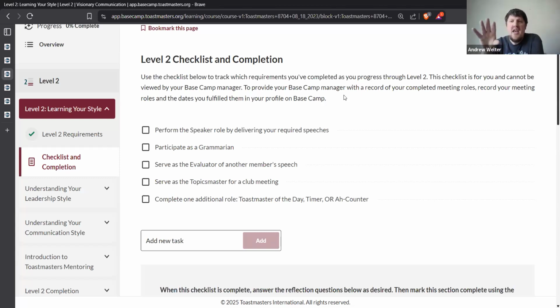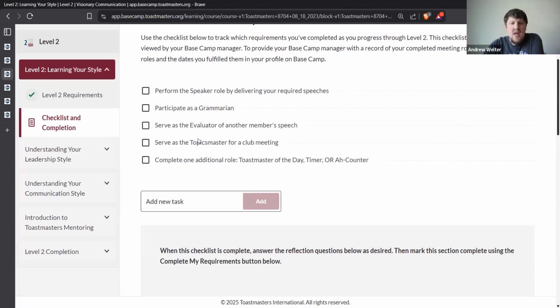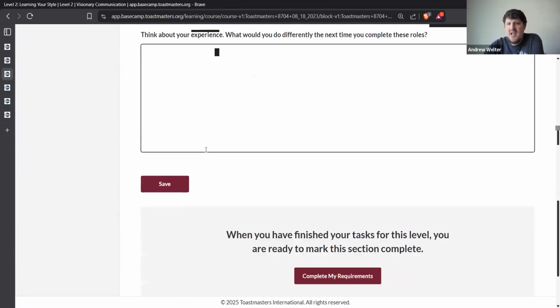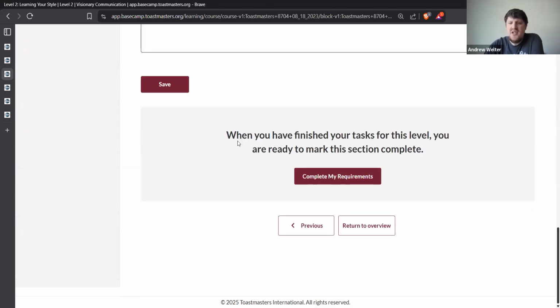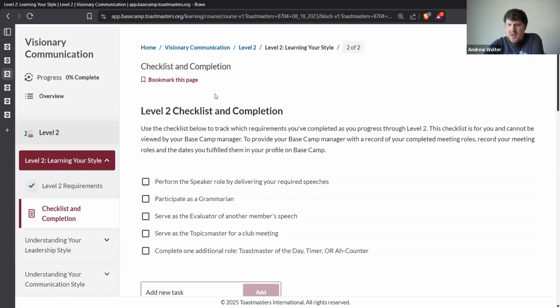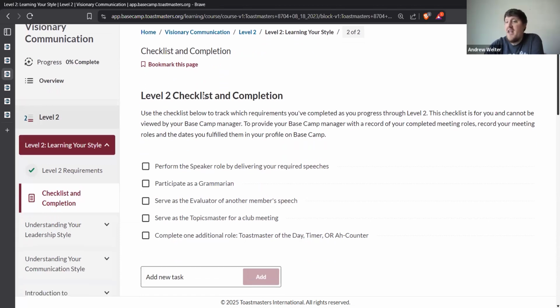Again, I'll show this at the end until level 5. Level 5 is the exception to that. And then again, they've got just a couple reflection questions here, and that's level 2. So level 1 and 2, the only things they added were meeting role requirements.